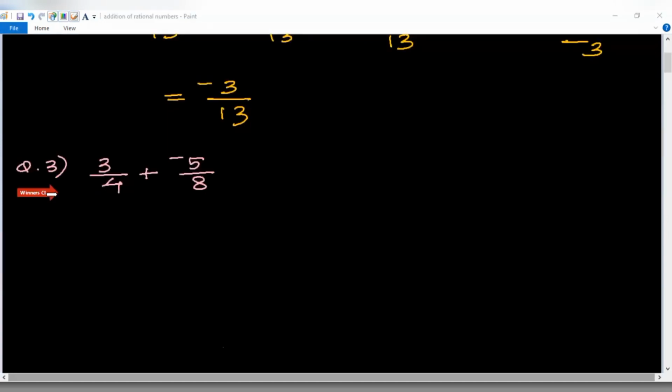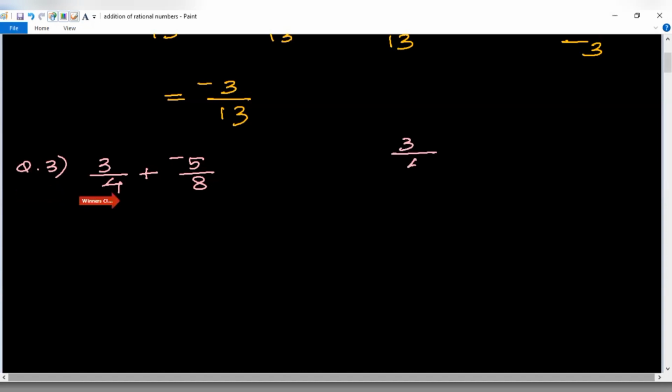This is our next question. See here, we have to add 3 by 4 and negative 5 by 8. See here, the denominators are not the same. But we know it is really easy to convert 4 into 8. Right? We can make 4 into 8 by multiplying with 2.